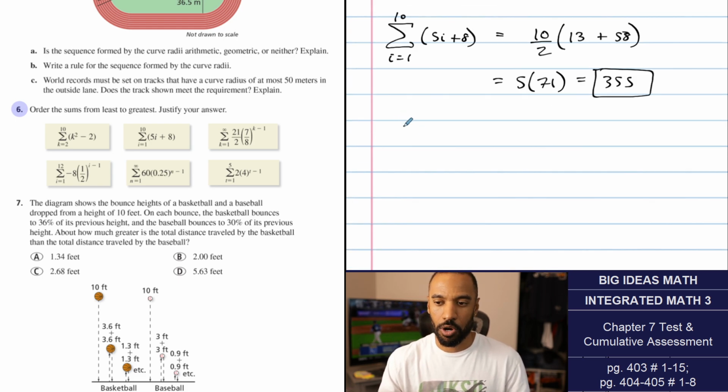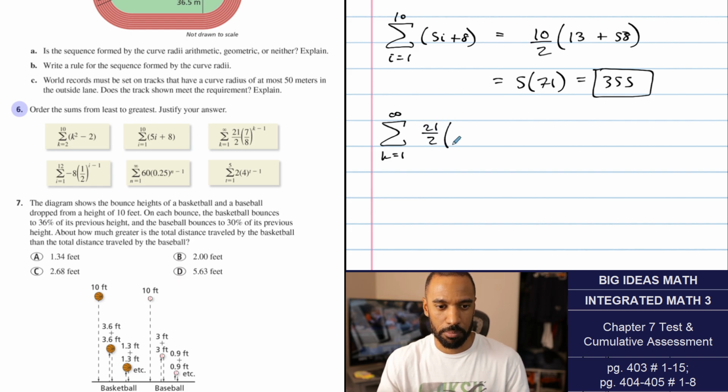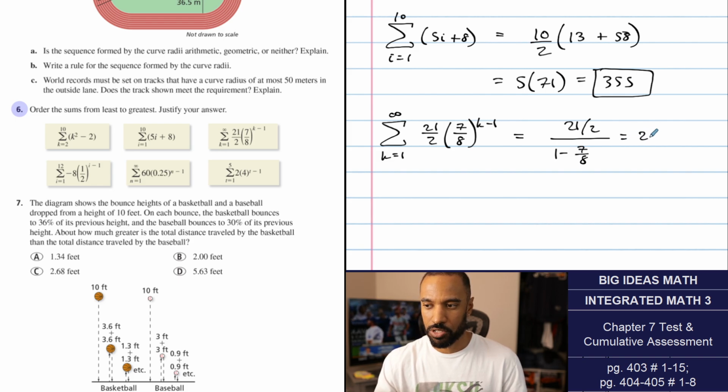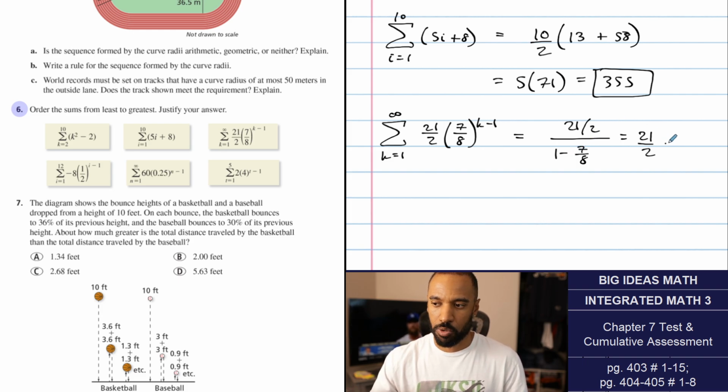The next one, and I don't know what this amounts to, I just feel that these are like second and third, this one and that other one. So let's go from 1 to infinity, 21 over 2, which is 10.5, times 7/8 to the k minus 1 power. Now your first term is 21 over 2. Then we're going to do 1 minus 7/8. Because that number is less than 1, we can use this infinite series sum. So we're going to take 21 over 2. 1 minus 7/8 is 1/8. Divided by 1/8 is multiplied by 8. 8 over 2 is 4. 21 times 4 is 84.